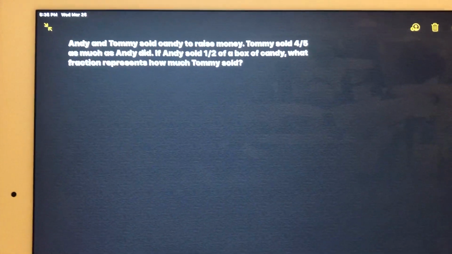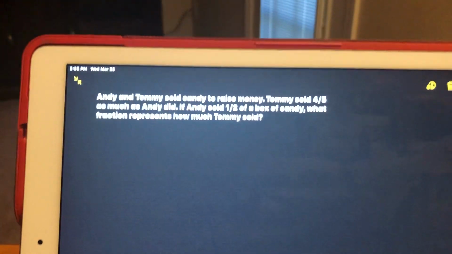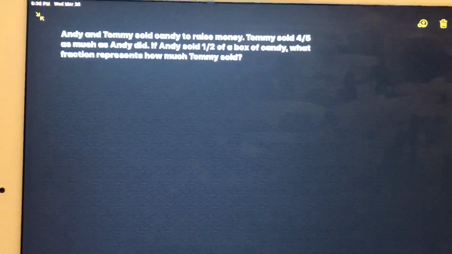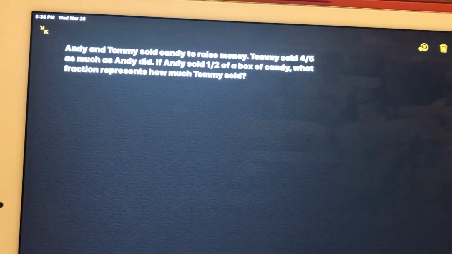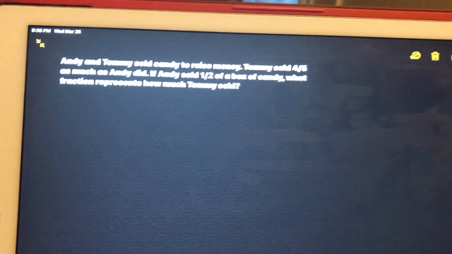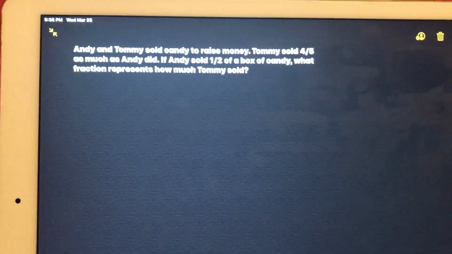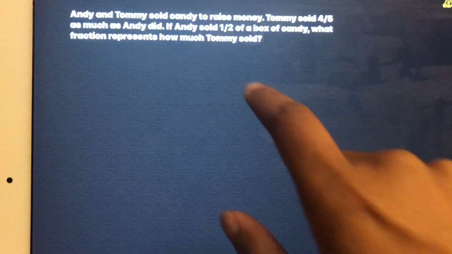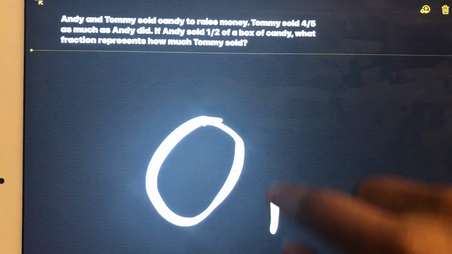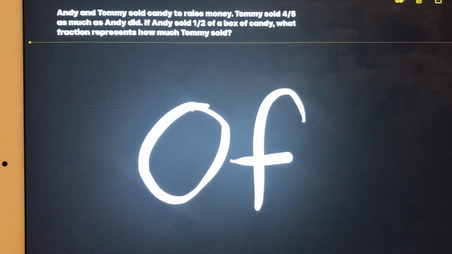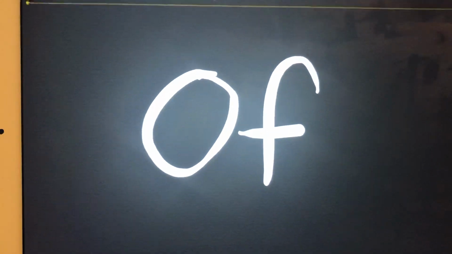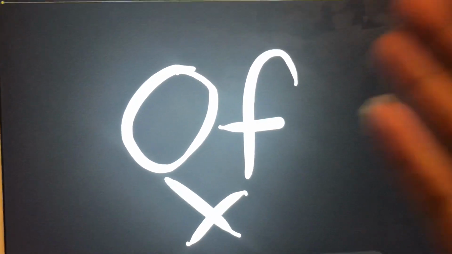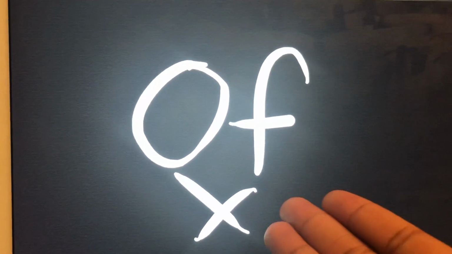Alright, so let me give you guys a tip here. One tip, really the only tip that you need. When you have a word problem and you have fractions, well, a lot of word problems, not just fractions, when you see the word of, a lot of the times, most of the times, that means you need to multiply. Okay? Whenever you see of, you need to multiply.